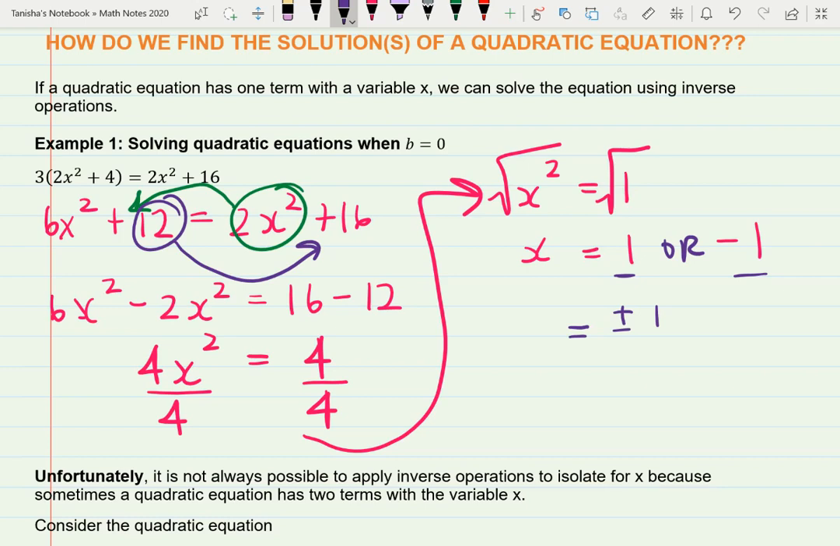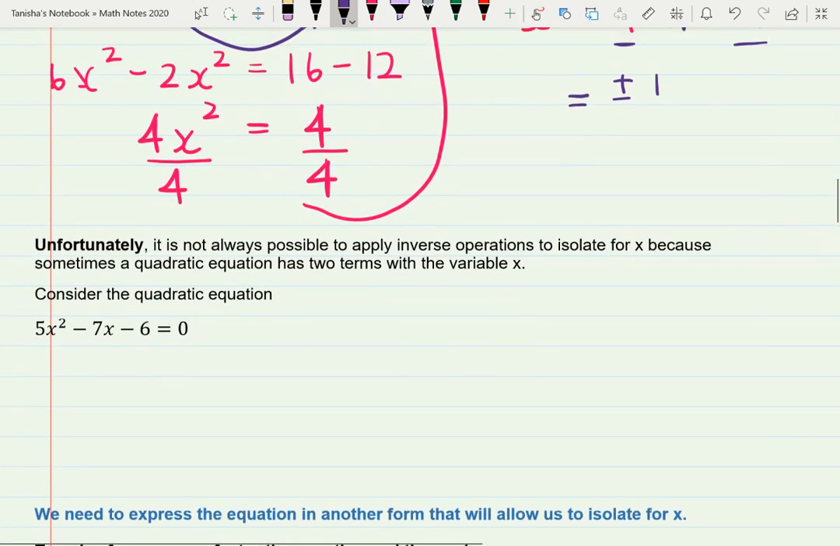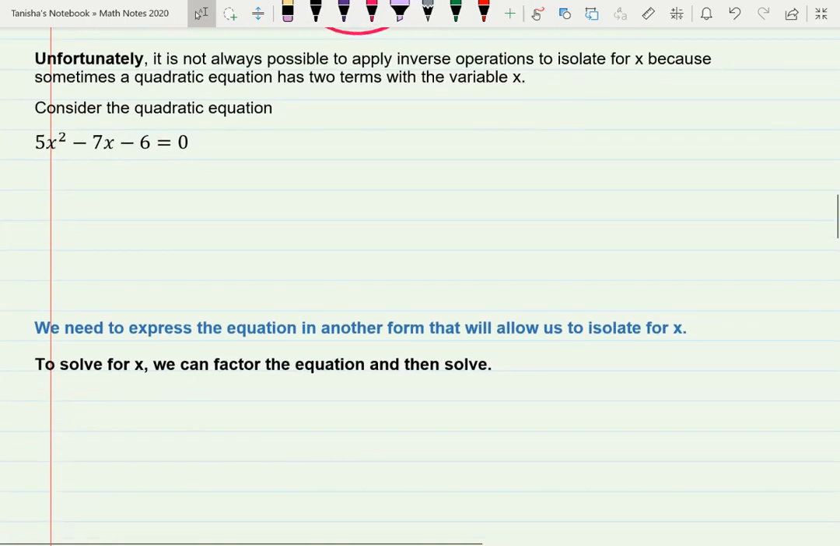Why? Because in this case, if we had 1 squared, that's going to give us 1. And if we have negative 1 squared, that is also going to give us 1. Okay, so plus or minus 1 is our solution to that equation. But unfortunately, it is not always possible to apply inverse operations to isolate for x, simply because in a quadratic equation, there are multiple terms that have the variable x in it, making it more difficult for us to isolate.